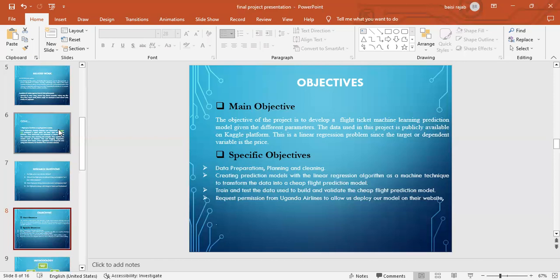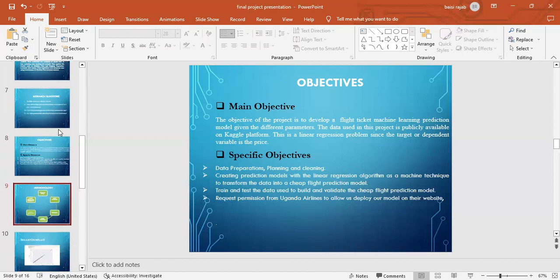And then at the end, we shall request Uganda Airlines to allow us to deploy our model on their website so as to make the prediction. We have already sent a request letter to Uganda Airlines as we await the acceptance letter.